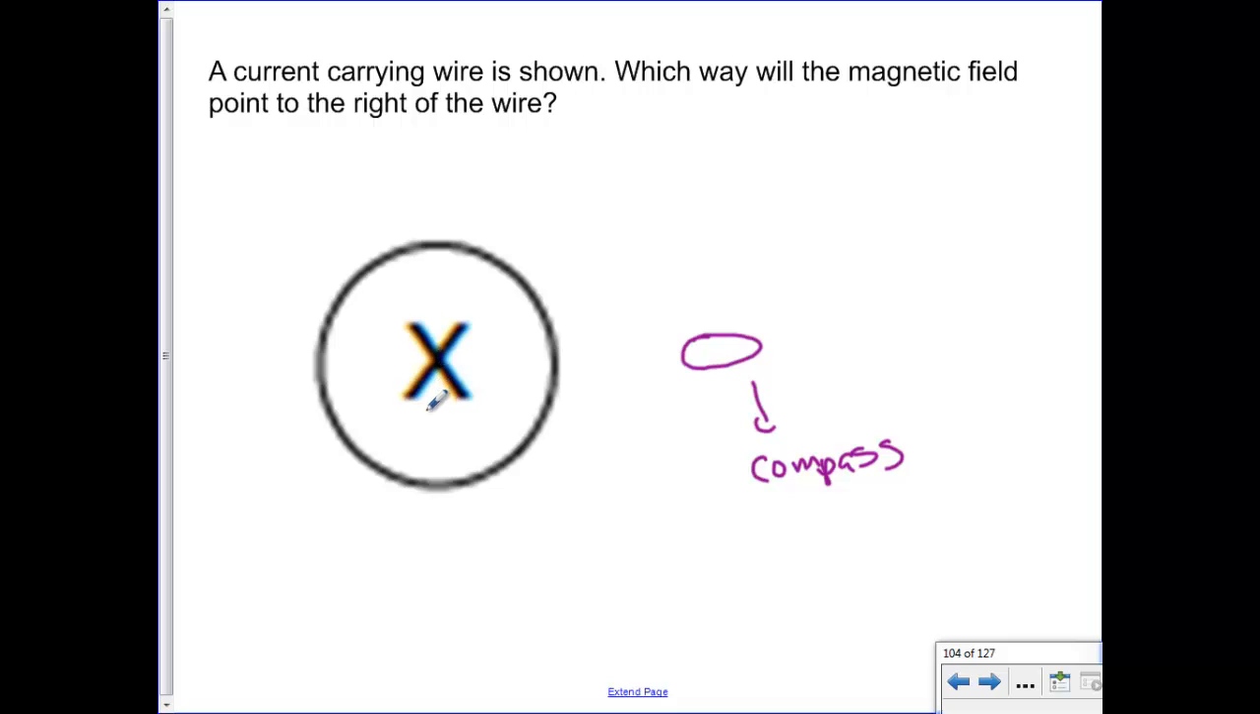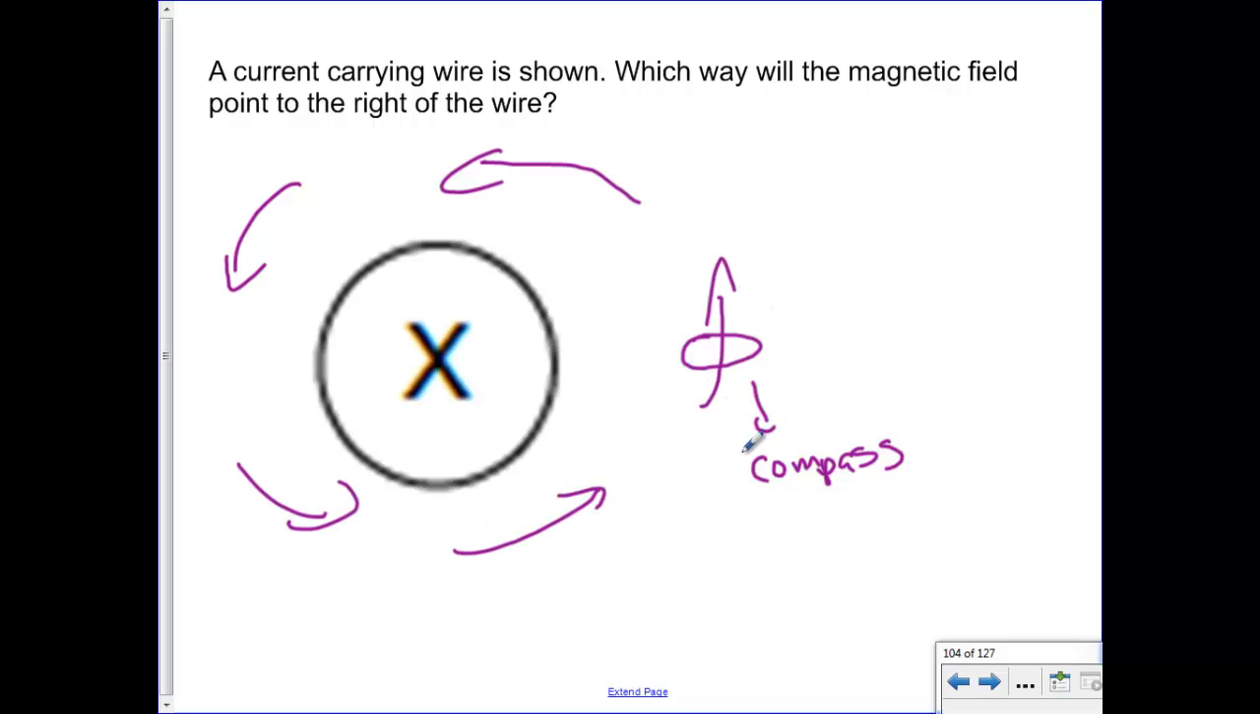So first, what does an X mean? It's going away. Okay, so current is going in, so you have to point your thumb in towards the board. That means the field is going this way around it. So counterclockwise. If I were to draw the field, it would be like this, this, this, this. So which way is the compass needle going to point? Up.